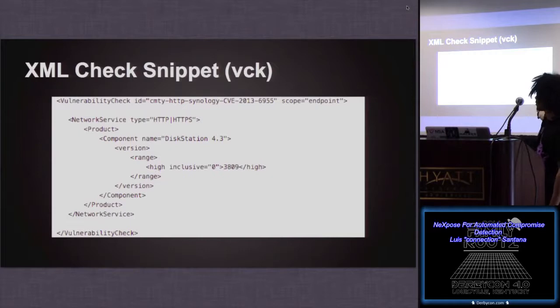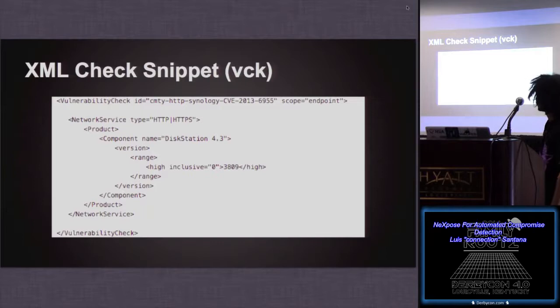So this one's fairly straightforward. It's XML, like most people know it. And as you can see, it's pretty intuitive. Once you get the hang of it, it's like, we're only going to do this for HTTP and HTTPS, because that's what our network service is set as. And then within the product child, it's the Disk Station 4.3, and then here's the IP range that it could be on. So, cool, 3809, it knows where to scan, it knows what it's doing, and it's fairly easy to write those simple ones.